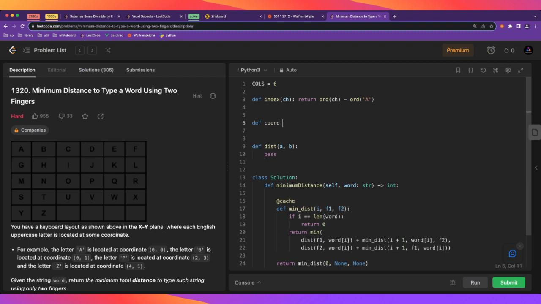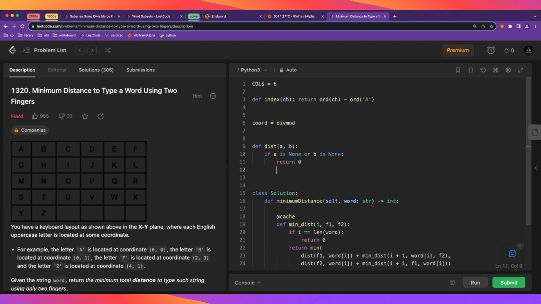So does that mean that I can do this or something like that? I don't know. Yeah, I know, but I like to use the libraries. Okay, so we got that. So we said that if any of them is none, we want to return 0, because that means that a finger, like one position, is free, so we can move anywhere freely.